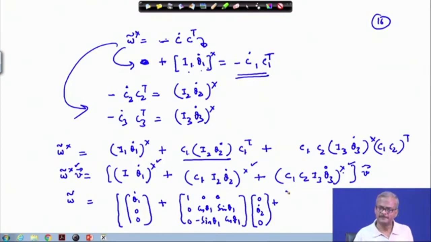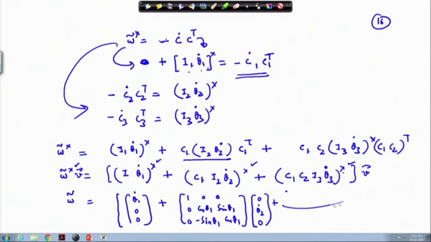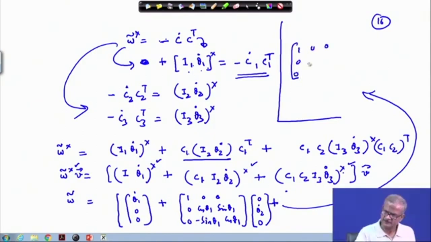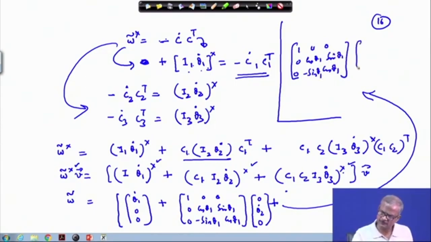So, this third part we will write it here in this place. The matrix with rows (1, 0, 0), then cos theta 1 and minus sin theta 1, sin theta 1 and cos theta 1, and this rotation is about 2, the second axis. So, this is 1 0 0, cos theta 2, minus sin theta 2, and sin theta 2 and cos theta 2, and then this is being operated on theta 3 dot. So, this is I times theta 3 dot, which is nothing but 0 0 theta 3 dot.